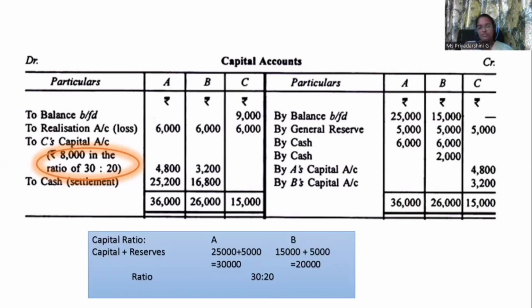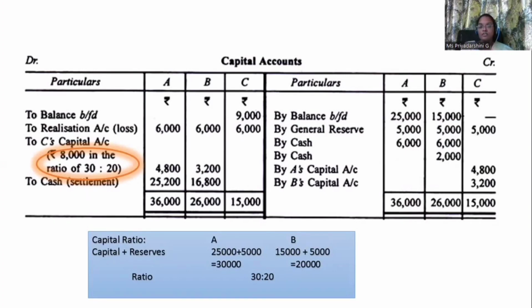Capital plus reserve. For A, capital is 25,000 and general reserve is 5,000. And for B, capital is 15,000 and general reserve is 5,000. The ratio is arrived at based on these figures, which include reserves. That's why the ratio is 30:20. When we apportion this 8,000 in this ratio, we get different amounts of 4,800 and 3,200. So this is the only difference between the fixed and fluctuating capital methods.